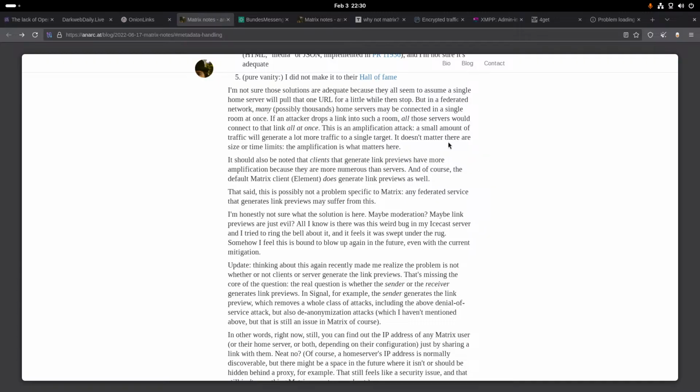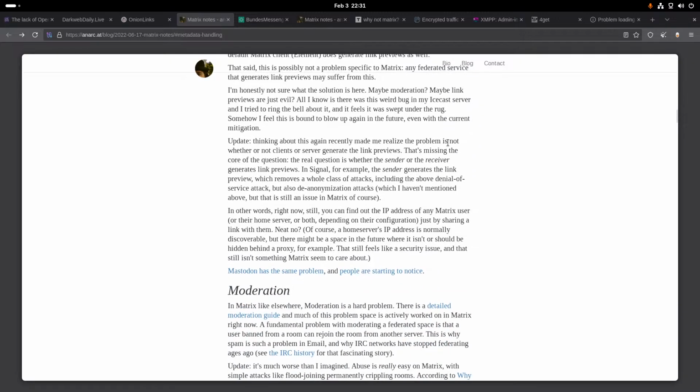All I know is there was a weird bug in my IceCast server, and I tried ringing the bell about it, and it feels like it's swept under the rug. Somehow I feel this is bound to blow up again in the future, even with the current mitigations. That is an interesting thing, when people bring up stuff: you might be what I would consider a foreshadower, and the 'maybe it's nothing' meme when it's definitely something.